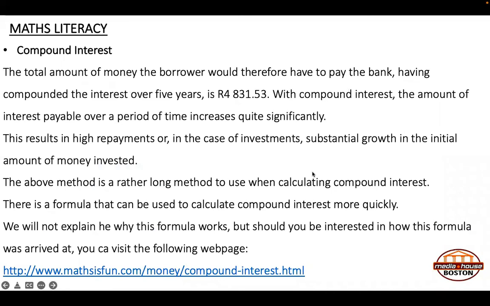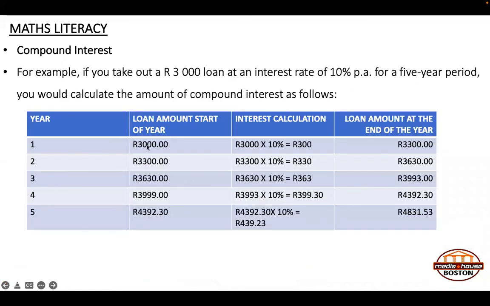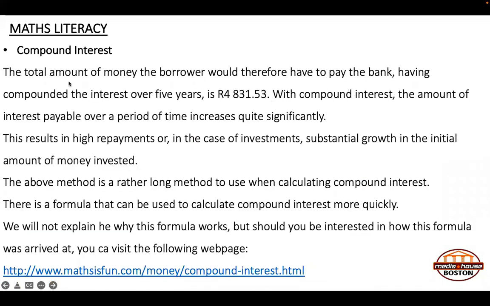All right, so we looked at this calculation and look, the original amount was 3,000. And the total amount the borrower has to pay the bank is 4,831.53. So with compound interest, the amount of interest payable over a period of time increases quite significantly. Yes, because it's compounded. They're taking the principal and the interest and they're calculating the interest on that every year. So this results in high repayments, or in the case of investment, substantial growth in the initial amount of money invested. The above method is rather long when calculating compound interest.